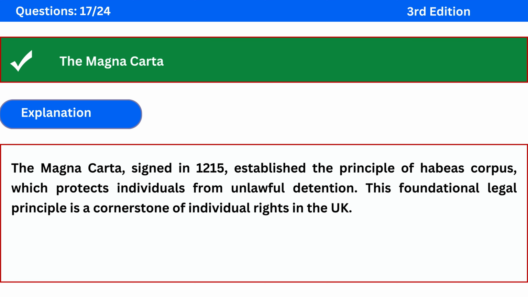The correct answer is the Magna Carta. Explanation: the Magna Carta, signed in 1215, established the principle of habeas corpus, which protects individuals from unlawful detention. This foundational legal principle is a cornerstone of individual rights in the UK.